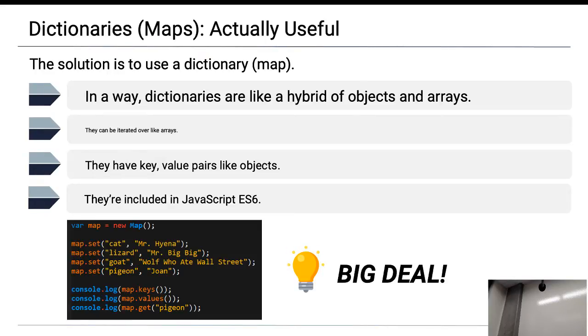This is how you do it. With the new keyword, you declare a new map. If you want to insert something, you use the function set, and set expects two parameters: key, value, key, value. And then if you want to get a value for a key, you use a method called get. Map.get, and then it will give you the value for that key.